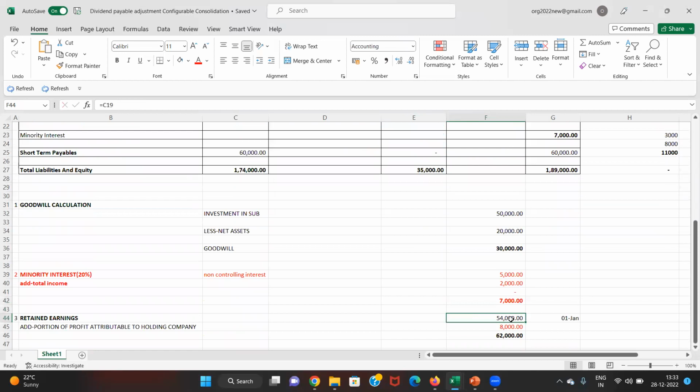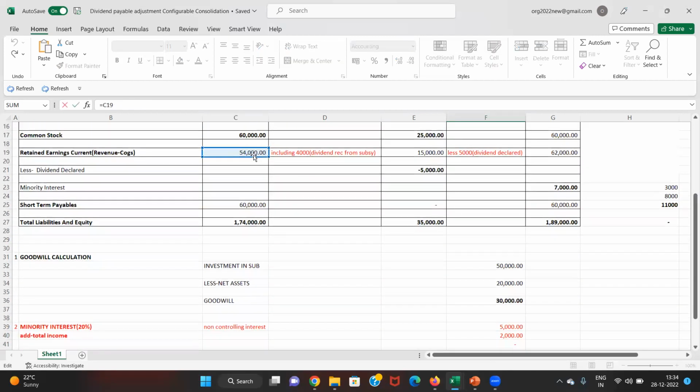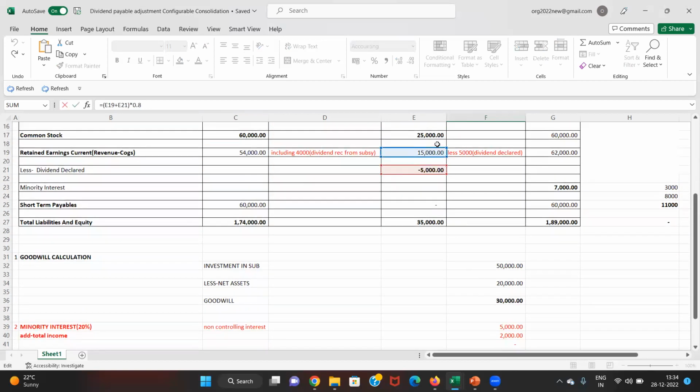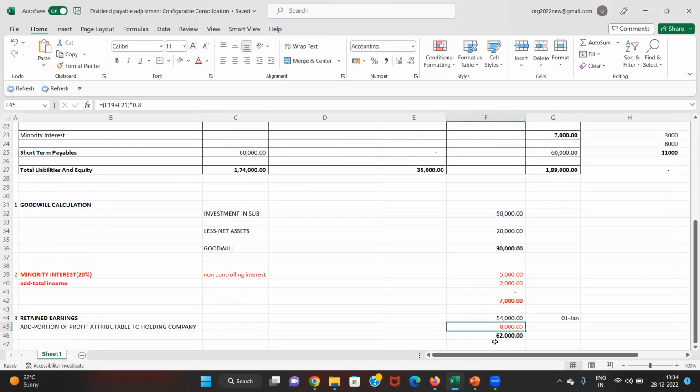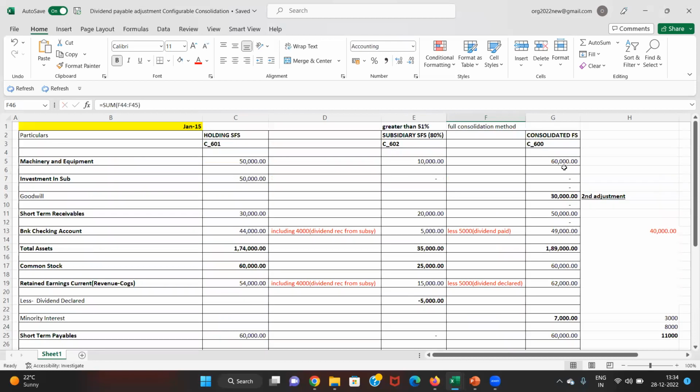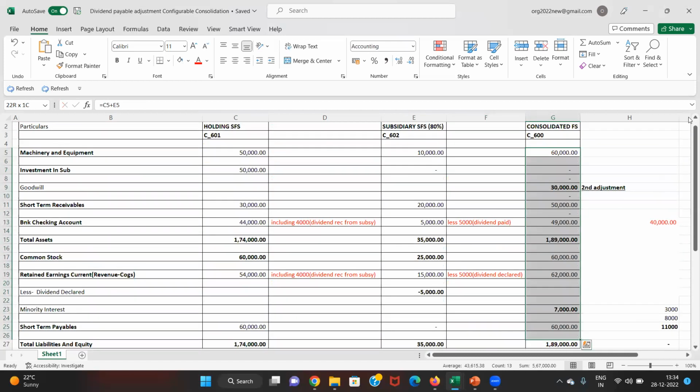Then we have the retained earnings of the holding. So 54,000 is the retained earnings of the holding. And while calculating the consolidated retained earnings, we'll calculate our share. So our share is 8,000, that is 15 minus 5, 10,000 into 80%, 8,000. So the consolidated retained earnings should be 62,000. So our consolidated financial statements should show these results that are there in our use case.